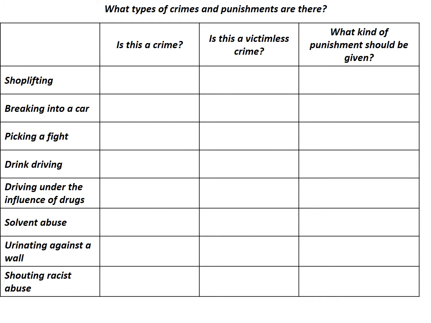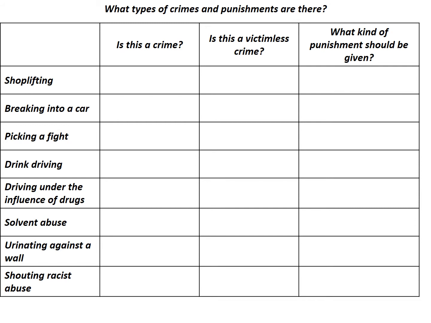So here is your table. What I'd like you to do is pause the video at this point, draw this table into your jotter and try to fill it in. You have the heading, what types of crime and punishments are there? Down the left hand side you have different types of what could be described as crimes. You've got shoplifting, breaking into a car, picking a fight, drink driving, driving under the influence of drugs, solvent abuse. Solvents are drugs ultimately. Urinating against the wall, shouting racist abuse.